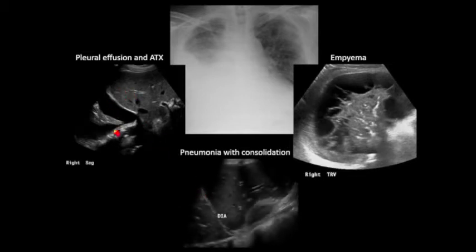This patient has a pleural effusion and atelectasis. This patient, this is liver, there is no fluid. This is not a mirror image artifact. This is what consolidated lung looks like with air bronchograms. It looks just as solid as the liver. And a third patient has this collection in the pleural space, and this is an empyema.